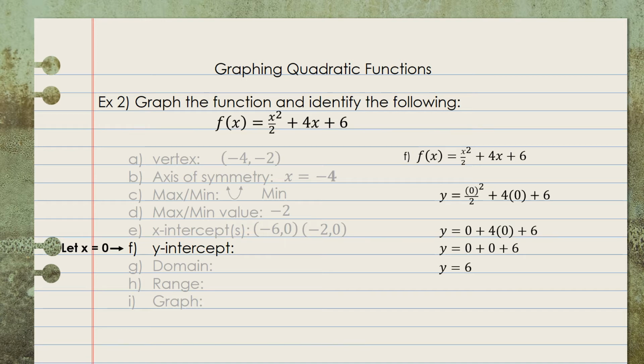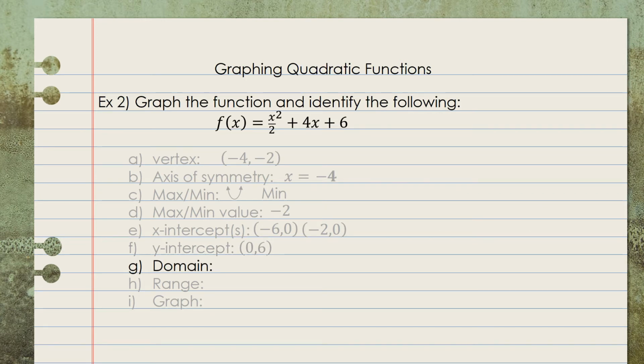Now remember, we're looking for a point. The y-intercept is a point. So to write this correctly, we write it as 0, 6, because x was equal to 0 and y was equal to 6.